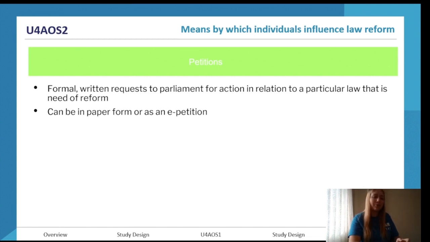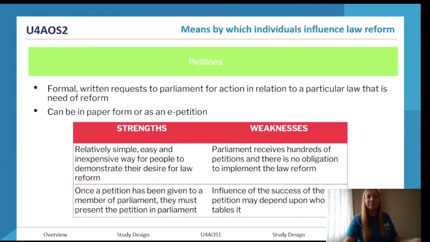It could be in paper form or it could be electronic. That's getting obviously more popular. So you've all heard of petitions. They're trying to get a bunch of people to sign for that change and therefore to influence the reform to happen. What's great about it in terms of strengths? It's very simple, easy, not expensive. We can get lots and lots of votes for law reform very, very quickly.